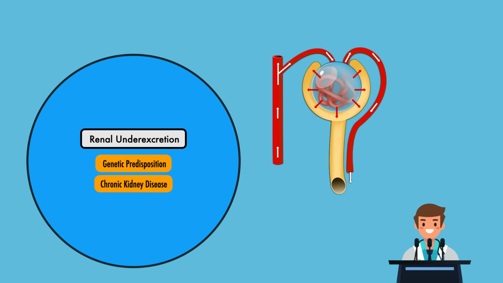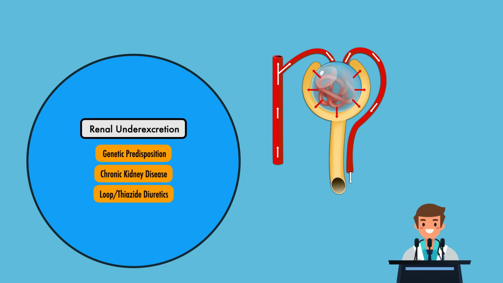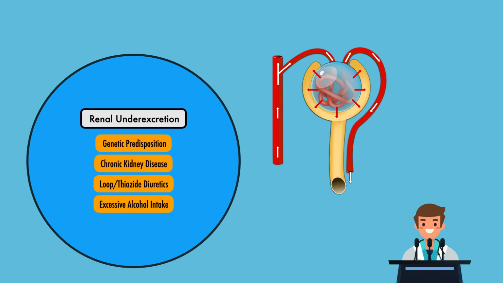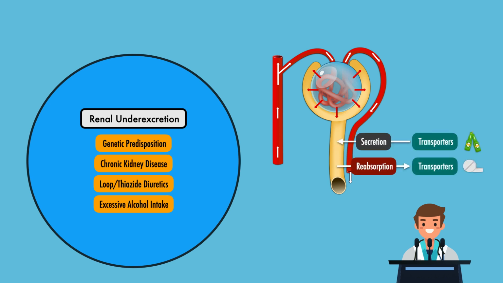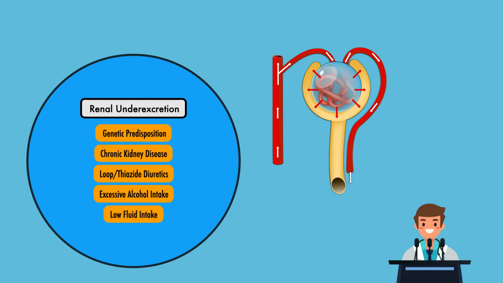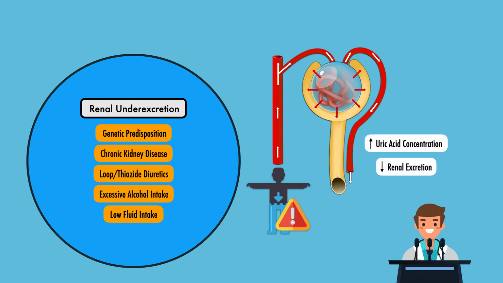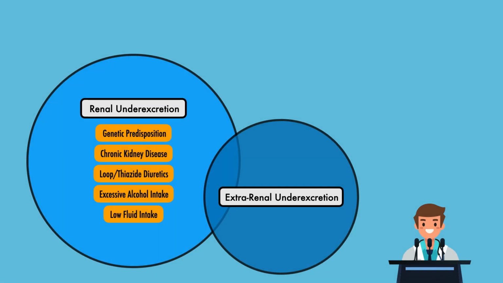Other contributors to this type are chronic kidney disease, or any condition that leads to impaired glomerular filtration, a reliance on loop or thiazide diuretics, or excessive alcohol intake. Both lead to less uric acid excreted in the urine and more retained in the blood due to changes in transporter activity. Low fluid intake belongs here too. Dehydration increases the concentration of uric acid in the blood and reduces the renal excretion of it.